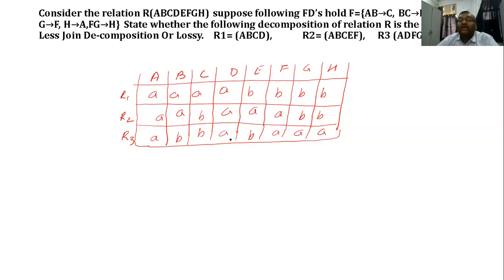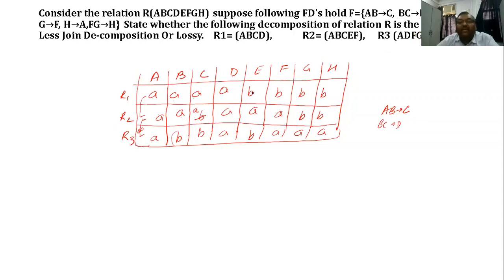Now come to each FD. See, first, AB determines C. In AB, yes, there is a pair of A. So AB determines C, so cut C and write A. This pair you can't take. Why can't we take this pair? Because this B creates a problem over there. Okay. Now for the second FD, BC determine D. We can't take this pair because B is there.